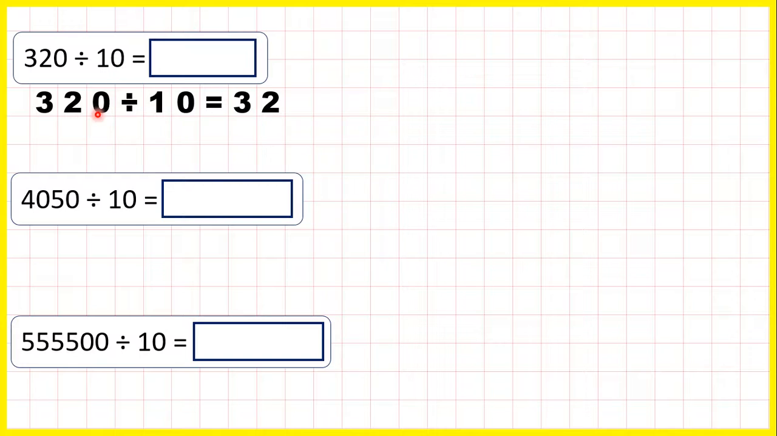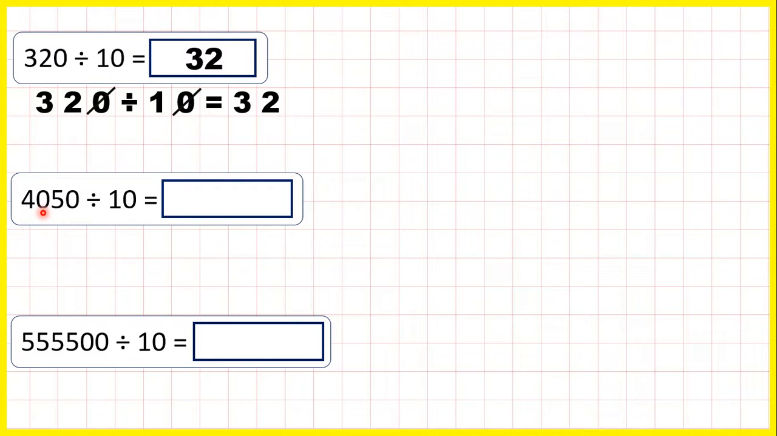And that works because we can cancel the end zeros in our division, and then we just have 32 divided by 1. Well, any number divided by 1 is just that number, so our answer is 32. So 320 divided by 10 gives the same answer as 32 divided by 1.